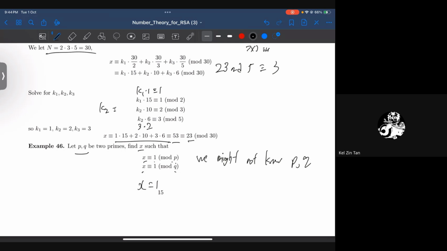Because you can just eyeball it: if you put 1 inside, then 1 is congruent to 1 modulo p and 1 is congruent to 1 modulo q. And by uniqueness of CRT, 1 is the exact answer of this modulo n. So the answer for x will be 1.